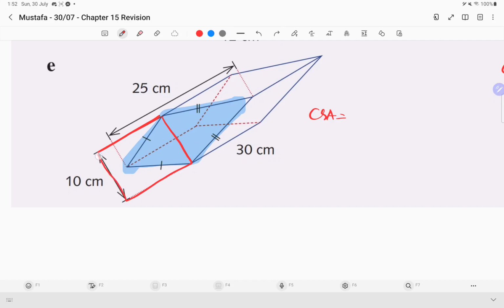See? That's a rectangle, right? If one side is 10, the other side must be 10, right? And the other side is the diagonal. Same with 25. If I draw a rectangle here, 25 is this side and the other side is the diagonal. Also 25. Make sense?